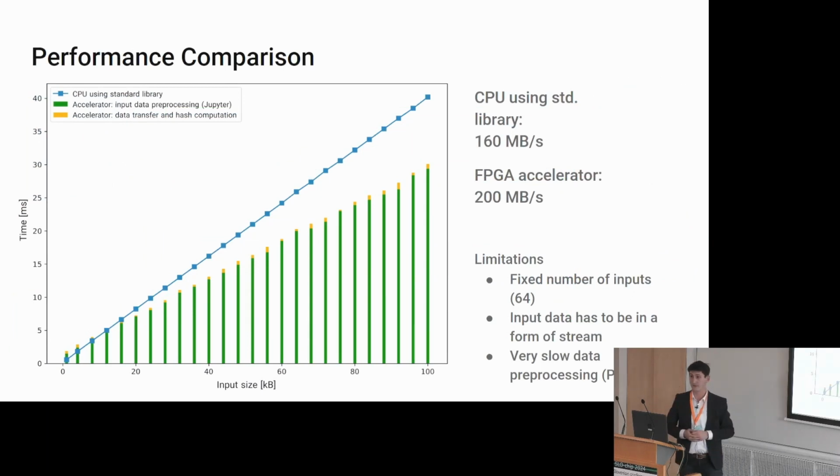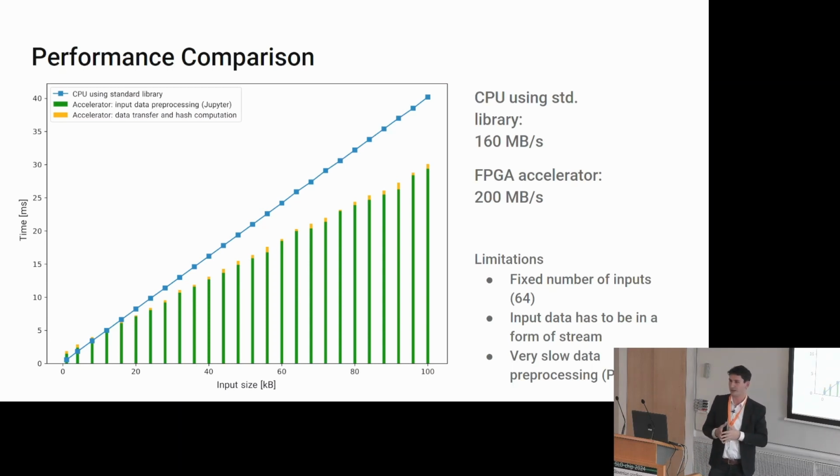Concerning the performance comparison, we compared the performance of calculating MD5 on the host processor and calculating it using the accelerator. You can see this blue line represents the CPU performance, and the orange-green bars represent the performance from the accelerator. We achieved better performance from the FPGA accelerator. Still, it's not that big.